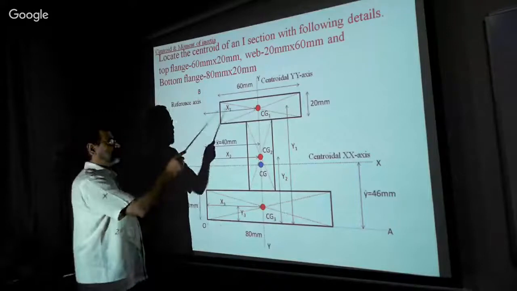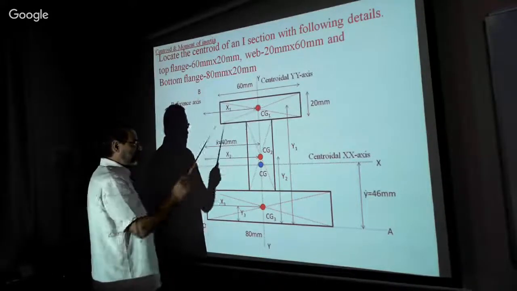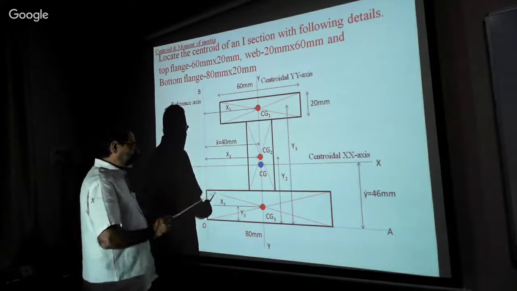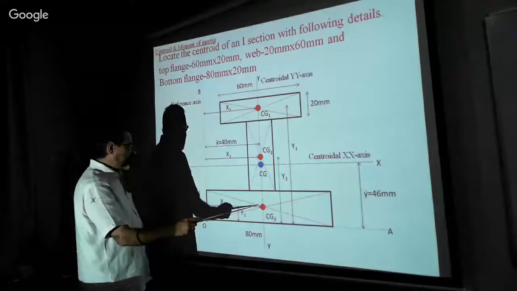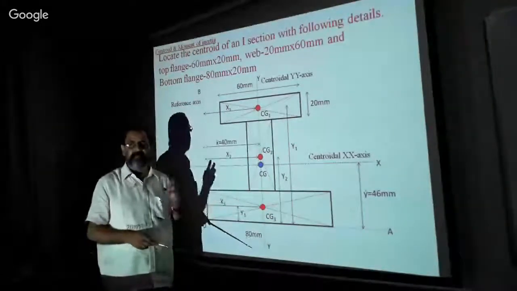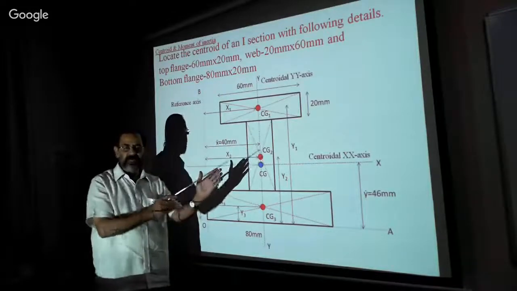X1, the centroid of section 1, is located at a distance X1, the centroid of section 2 at X2, and the centroid of section 3 at X3 from OB. With reference to the reference, we are always discussing the centroid with respect to the reference. Where is it located? It is located at a distance from the reference to the centroid.